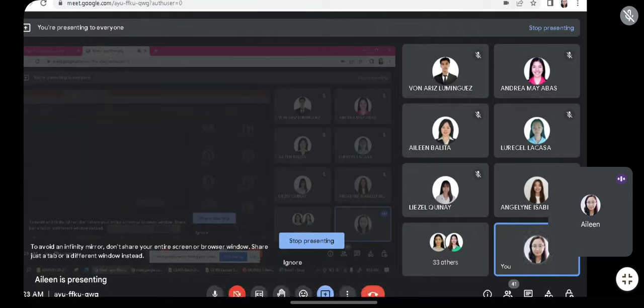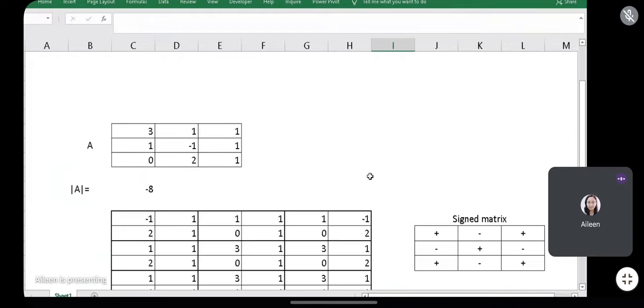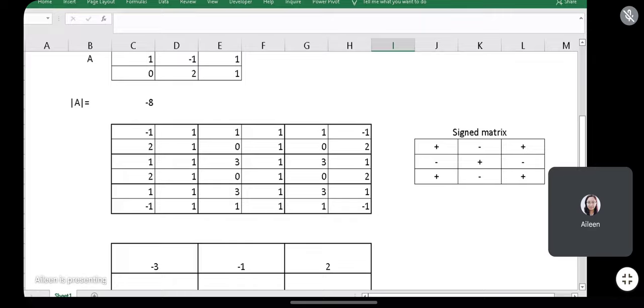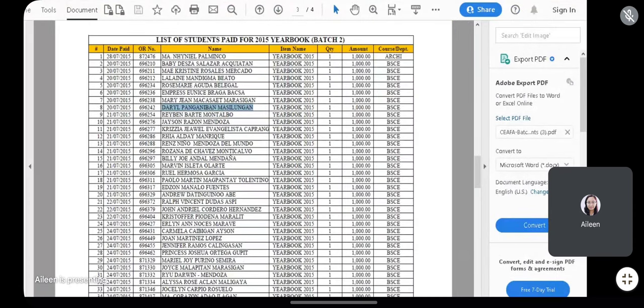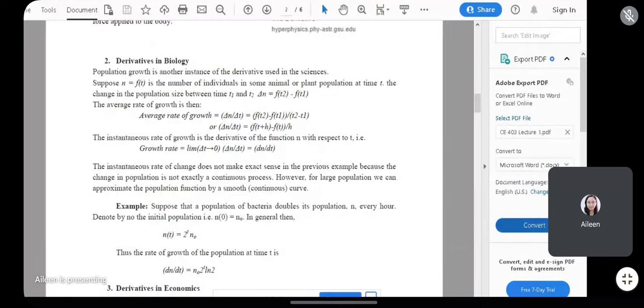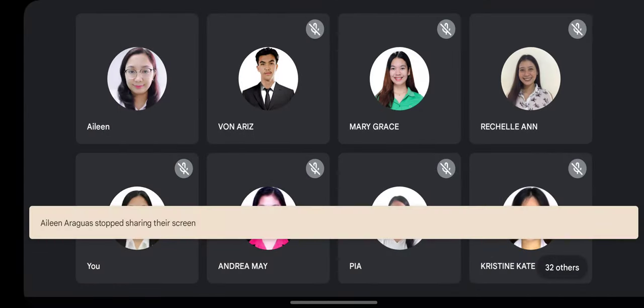Okay, questions doon sa ating inverse at saka kung paano siya kunin. Okay na. Wala na tayong question.